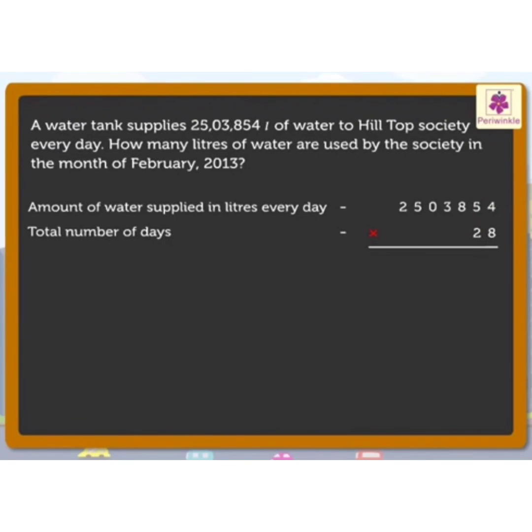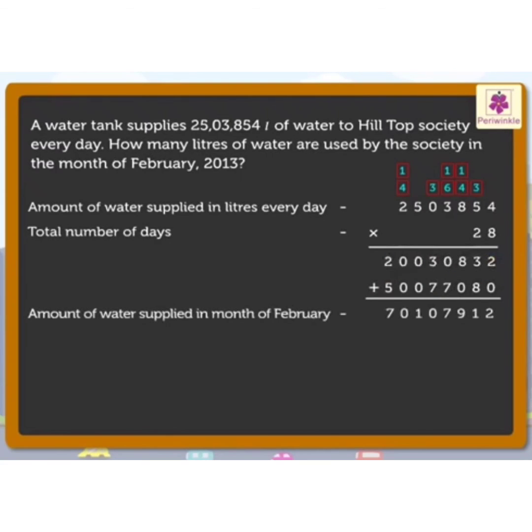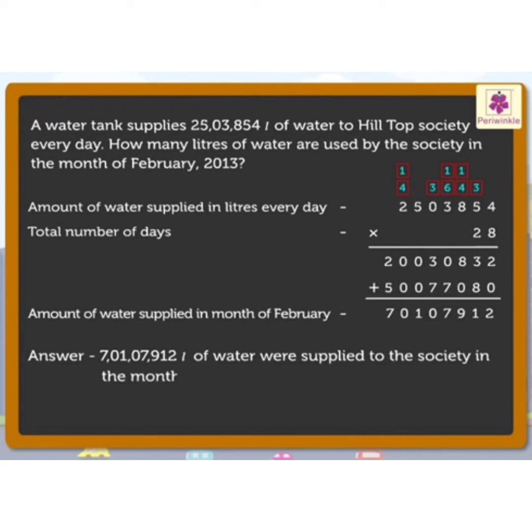First, we'll multiply 25 lakh 3,854 by 8 and then we'll be multiplying 25 lakh 3,854 by 2. Our answer is 7 crore 1 lakh 7,912 liters of water were supplied to the society in the month of February 2013.